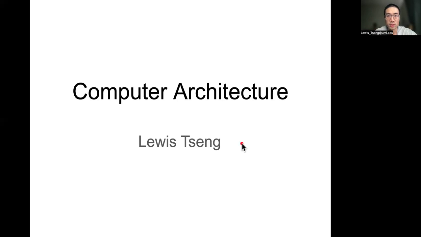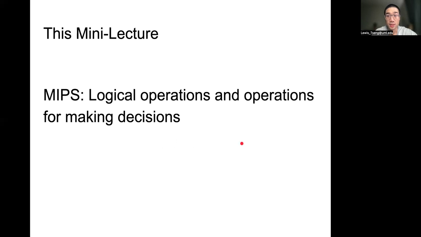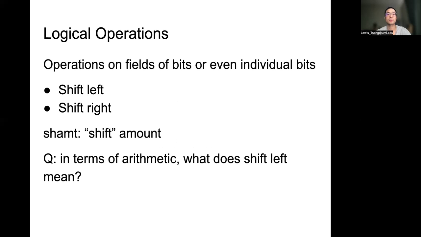Welcome to Computer Architecture. In this mini lecture, we are going to talk about different types of operations, in particular, logical operations and operations that we can use to make decisions. What are logical operations? Operations that work on a field of bits or even individual bits. Two common ones are shift left and shift right.